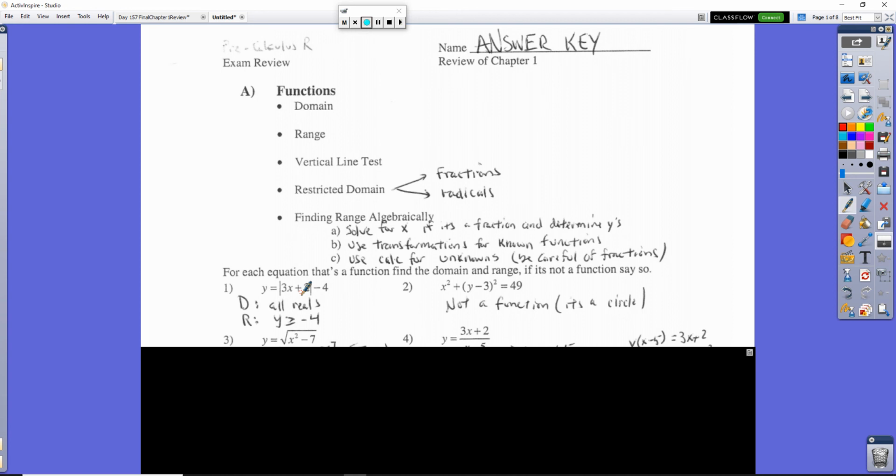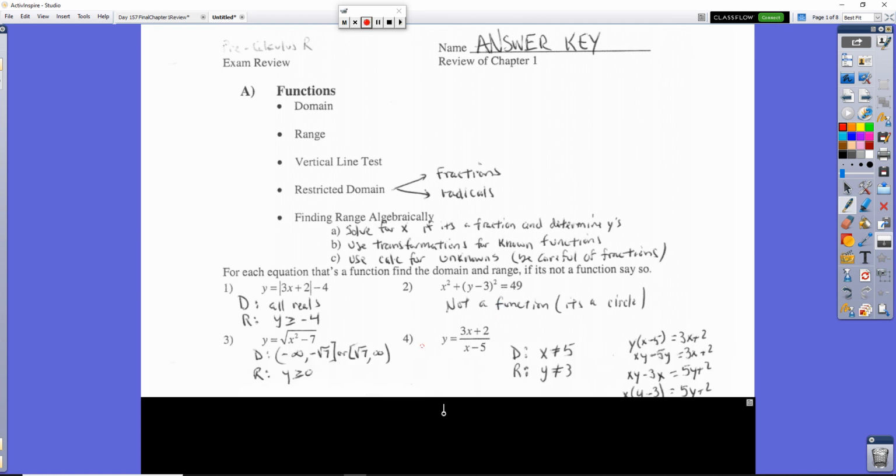This is a function. It has no restrictions on its domain because it has no fractions or even indexed radicals. However, this graph is transformed and it is moved down 4. So the y values would be strictly greater than or equal to negative 4. Number 2 is the equation of a circle, so we didn't even have to find the domain or range. Number 3, square root of x squared minus 7, does pass the vertical line test.